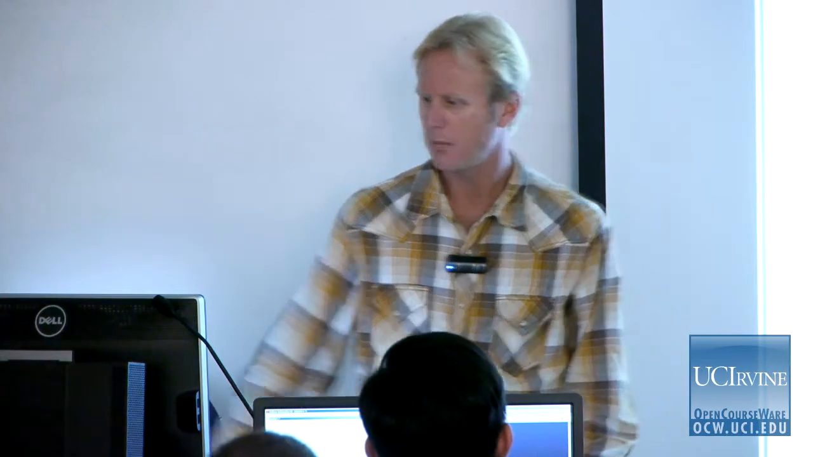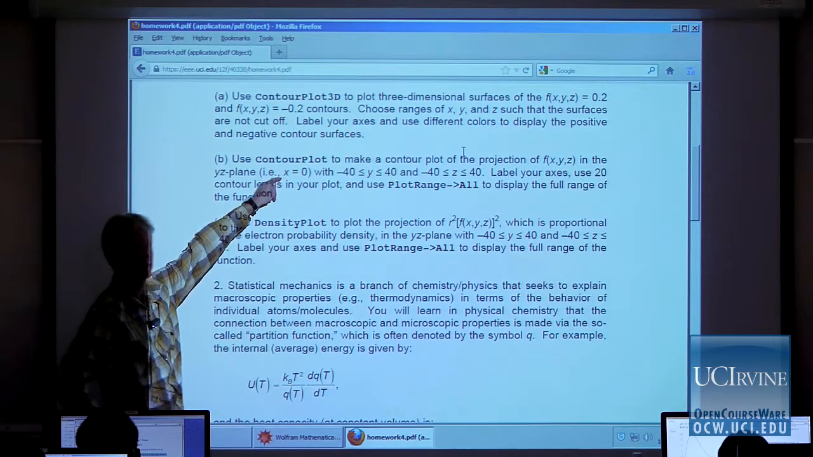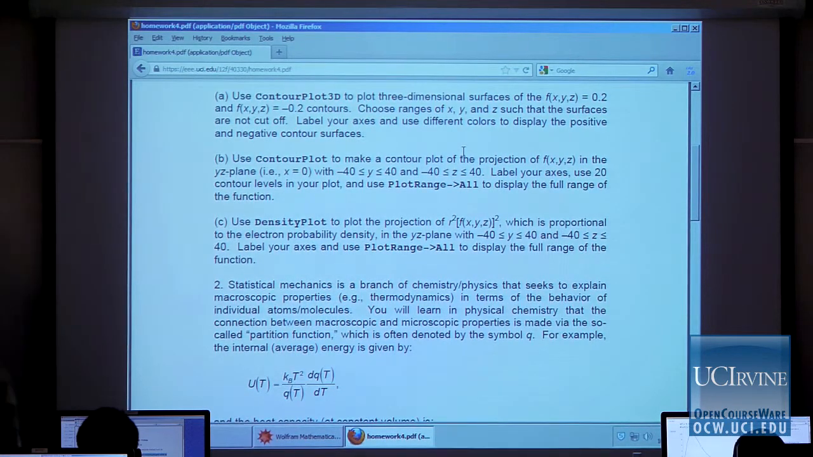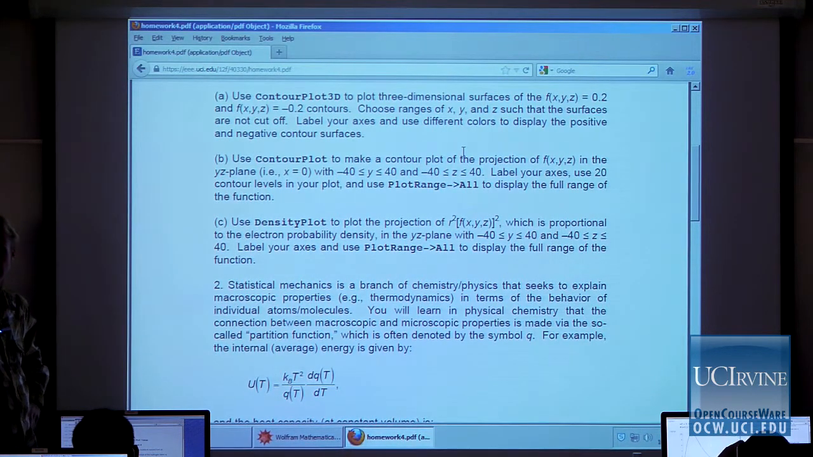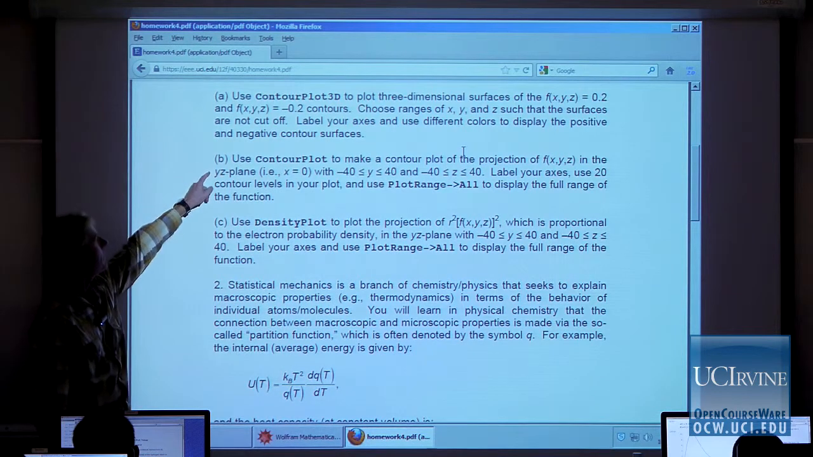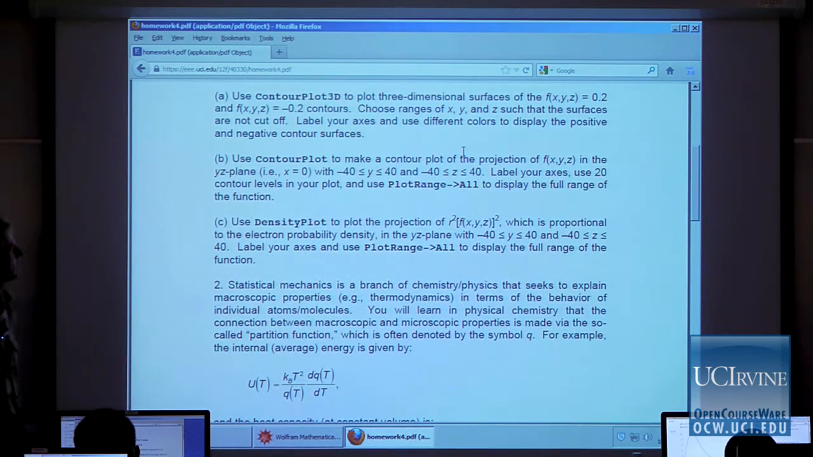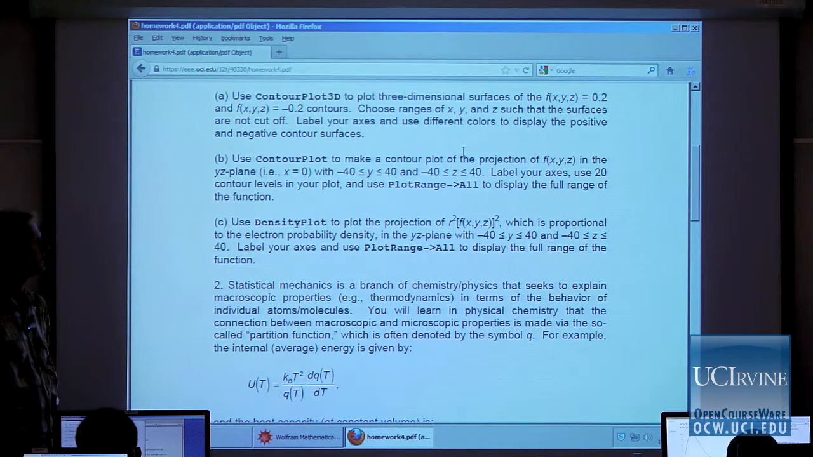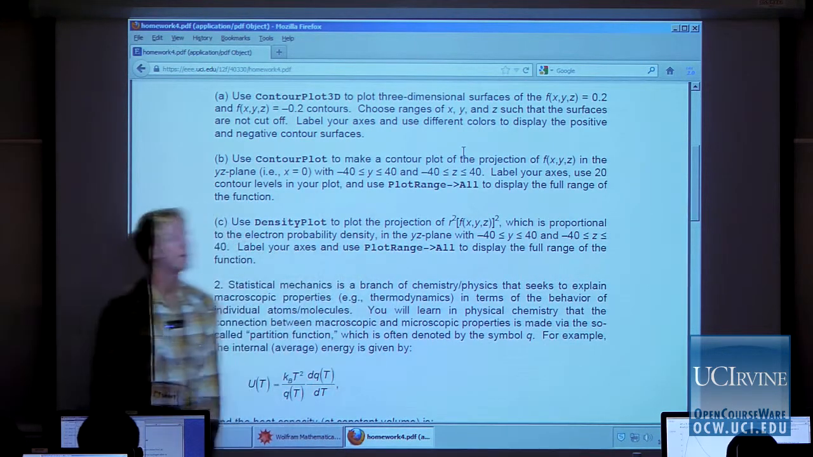All right, and then in parts B and C, what I want you to do is look at slices through that orbital. The particular slices that I want you to look at are the slice through the YZ plane. Okay, so that corresponds to x equals 0. And you can go to the notes to see how you do that. I want you to take it from a 4-dimensional function to a 3-dimensional function by eliminating the appropriate variable. And then in part B, make a contour plot of that projection. I give you the ranges to use. Go ahead and use 20 contours so you can see the orbital in detail. And use PlotRange -> All to make sure you get the whole thing.